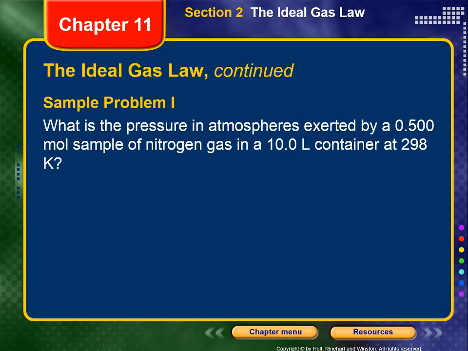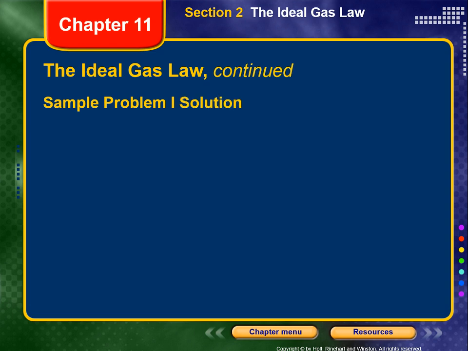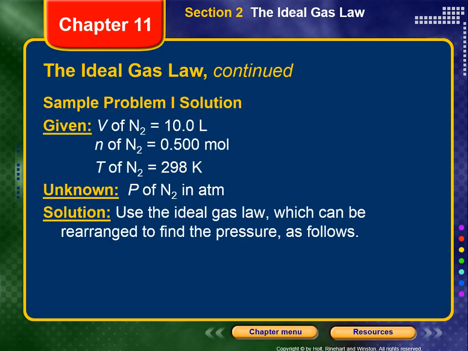So let's see if we can do some problems here. What is the pressure in atmospheres exerted by a 0.500 mole sample of nitrogen gas, remember that's N2, in a 10-liter container at 298 K? So we've been given several things. We have volume, we have number of moles, and we have the temperature. And we're trying to find pressure.